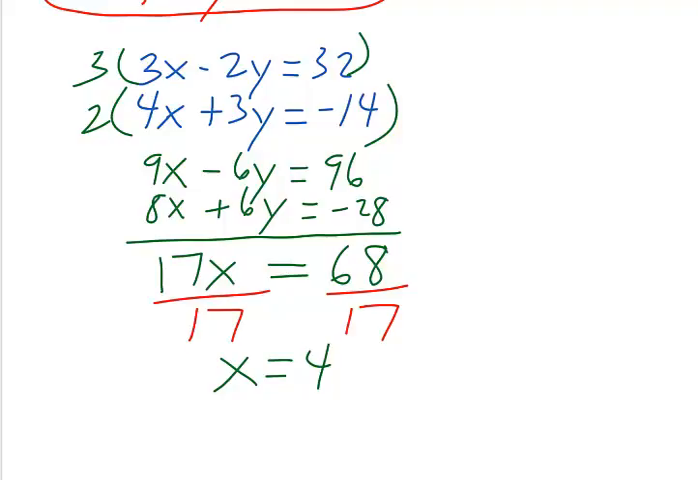Now remember, that's not the final answer, that's part of the final answer. We're looking for an ordered pair, an x and a y. That's why step 5 in the list says that now we need to back substitute. This is just like the other method.